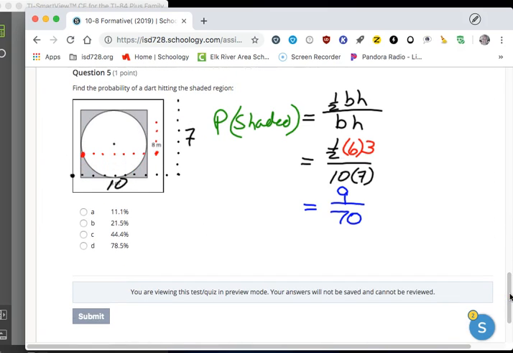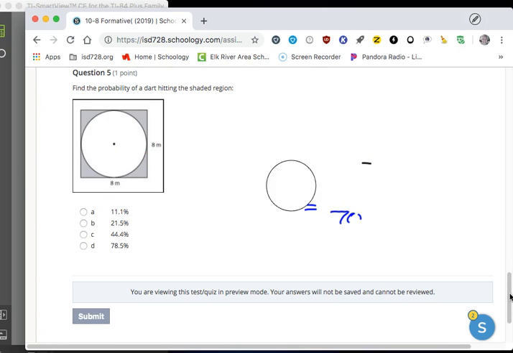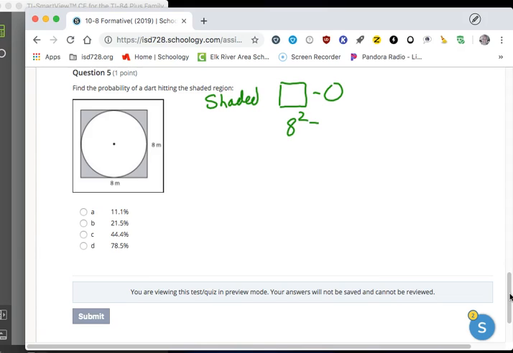In problem 5, they're asking me to find the probability of a dart hitting the shaded region. Okay, now, my shaded region, just to find shaded, is going to be square minus circle. And my square is 8 by 8, so it's 8 squared, minus my circle, so my radius of my circle is pi 4 squared, okay, because that's the radius. Half of 8 is 4, so those are 4s. And that'll give me my shaded area, okay?